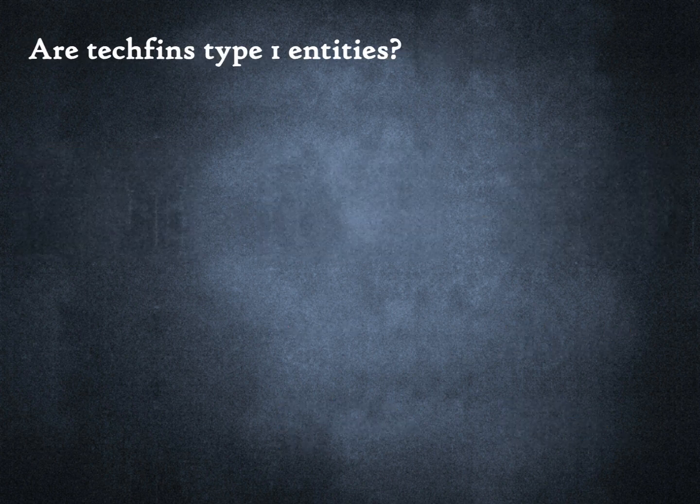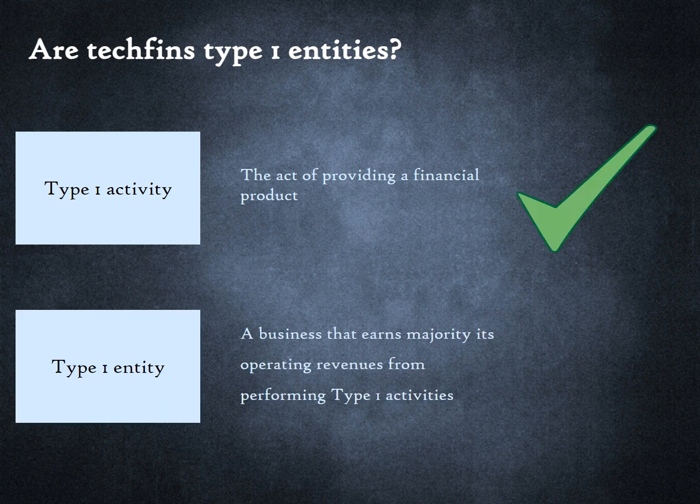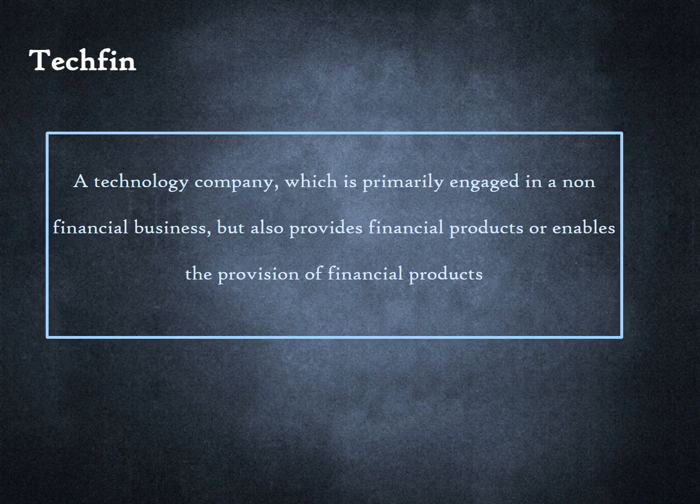This architecture enables the techfin or fintech to deliver financial products to their customers without being subject to cumbersome regulations. We had defined Type 1 activity as the act of providing a financial product to a customer. This could include the core product, the extended product, or both. Hence, techfins do engage in Type 1 activity. But are they Type 1 entities? Our definition of Type 1 entities is that they derive a majority of their revenues from provision of financial products. That is not the case for techfins. To conclude, a techfin is a technology company, which is primarily engaged in a non-financial business, but also provides financial products or enables the provision of financial products.